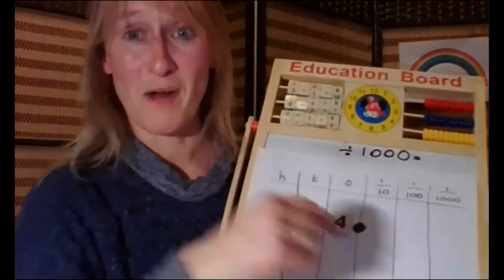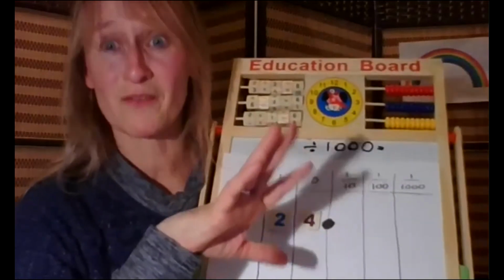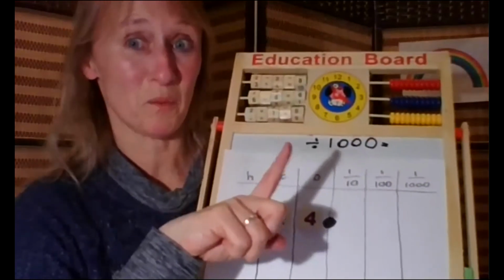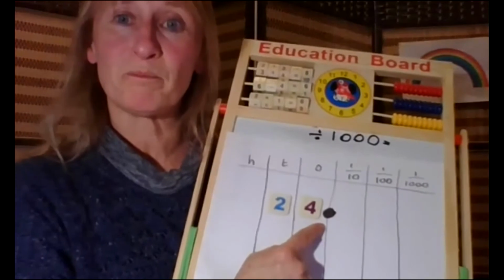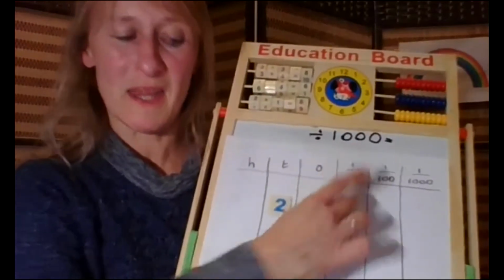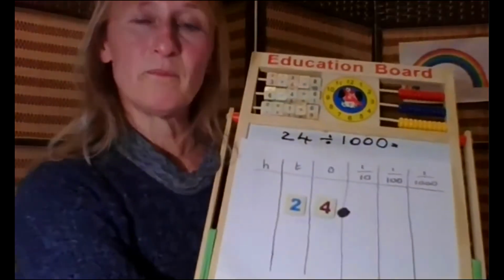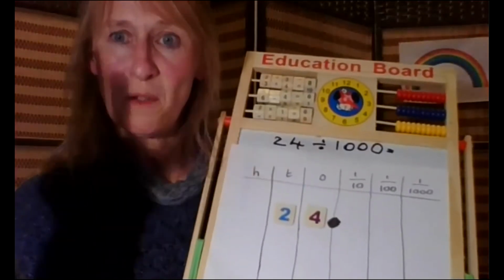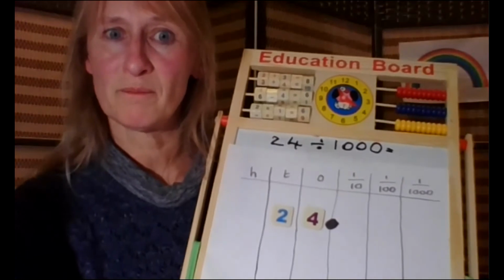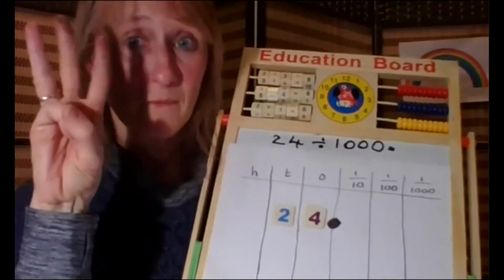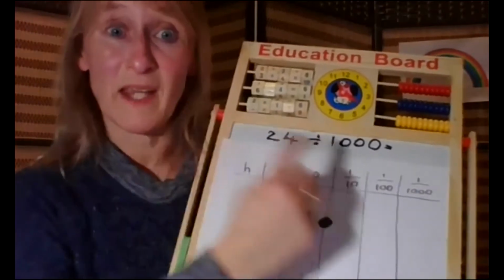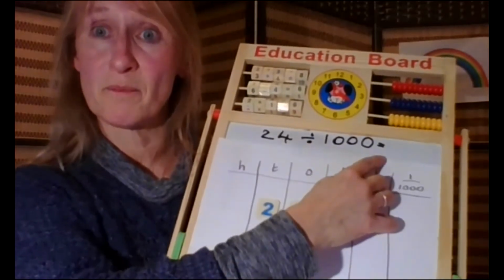So let's have 24. I'm going to get myself in a right pickle here because I haven't got enough zeros. I know that straight away. So 24, I'm going to divide it by 1,000. So tell me, how many places do I need to move it? 3 places. The hint, 3 zeros.